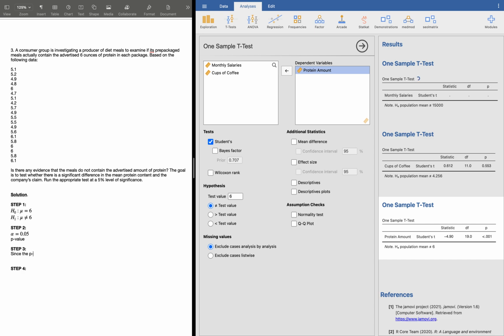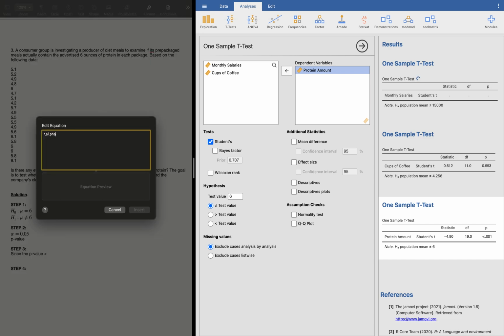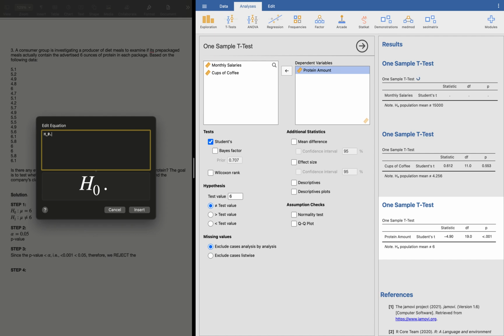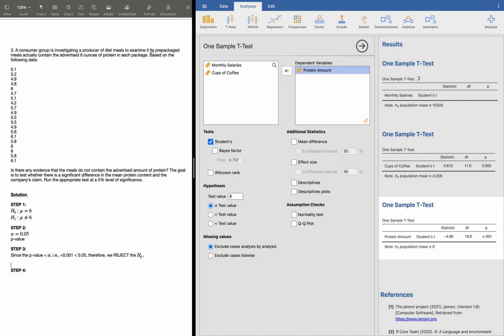Since the p-value is less than your alpha level, that is, less than 0.001, actually we say it's less than 0.05, clearly that's true. Therefore we will reject, and to highlight, I'll put it in all capitals, REJECT the H sub 0, or the null hypothesis.